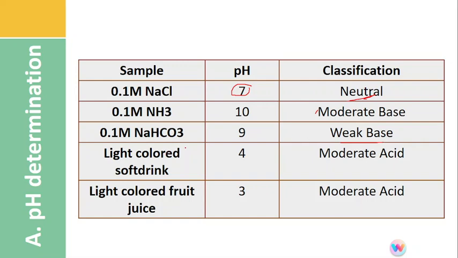Okay, itong mga light-colored soft drink natin, wala namang binanggit na brand, pero pwede nating itry next time, pagka meron na tayong face-to-face classes. Yung mga light-colored soft drink, meron siyang pH daw na 4. Okay? When we say 4, meron siyang moderate acid or moderate acidic yung light-colored soft drink natin. Okay? And then lastly, your light-colored fruit juice has a pH of 3 or moderate acid.